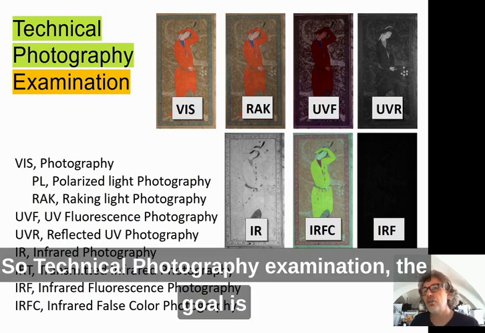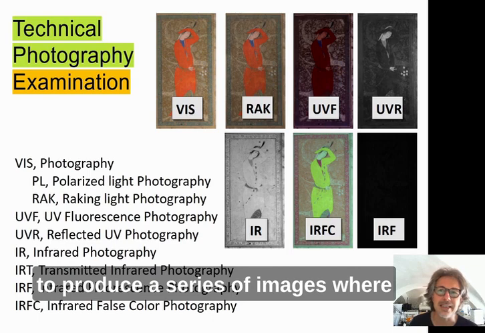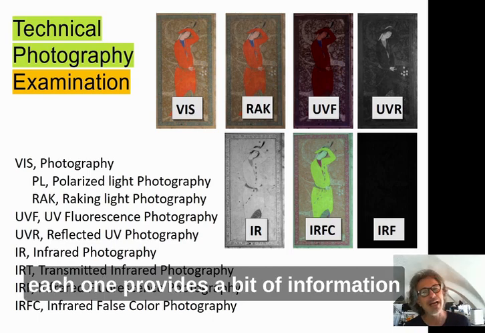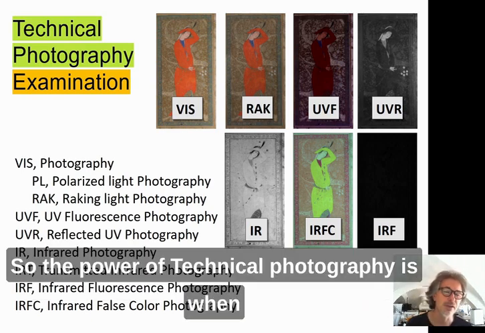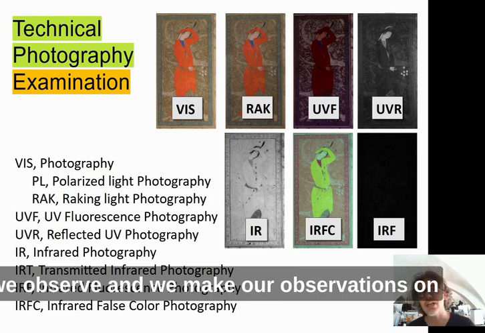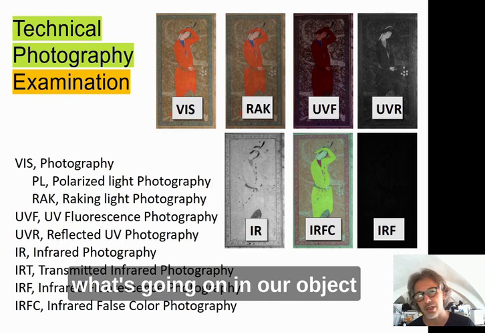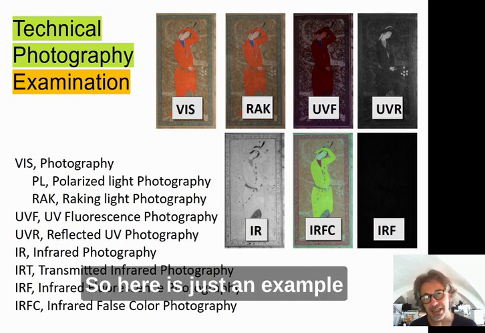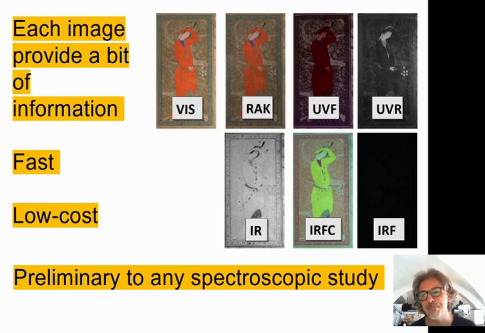So technical photography examination, the goal is to produce a series of images where each one provides a bit of information. So the power of technical photography is when we have all those images overlapped, registered, and we make our observation on what's going on in our object. So here there is just an example.